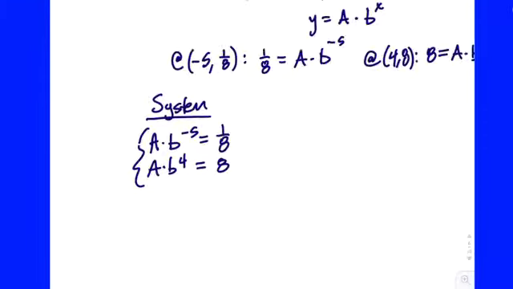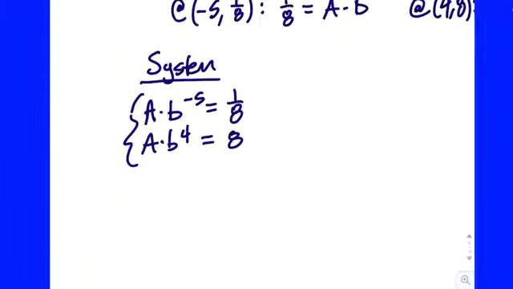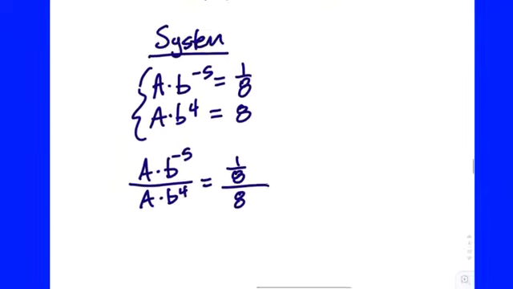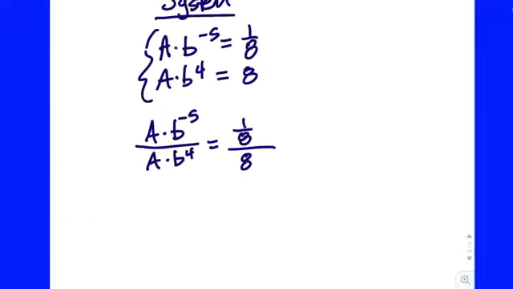Now, you don't need to label those as 1 and 2. If you just want to do top divided by bottom, that's fine. So let's go ahead and do that. I'll just do a times b to the negative fifth divided by a times b to the fourth, and that equals 1/8 all over 8. What's going to happen with our a? They divide out. And we get b to the negative 5 minus 4, which is negative 9.